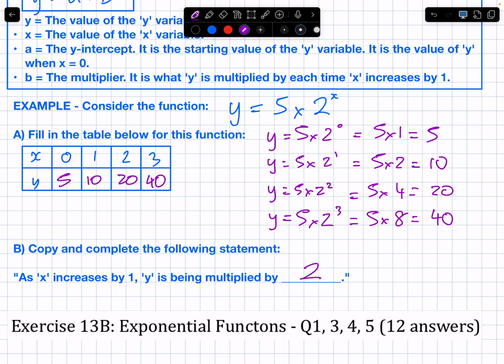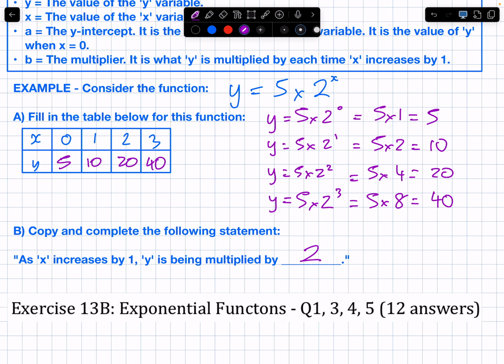So your only exercises today are going to be 1, 3, 4, and 5 of 13b.